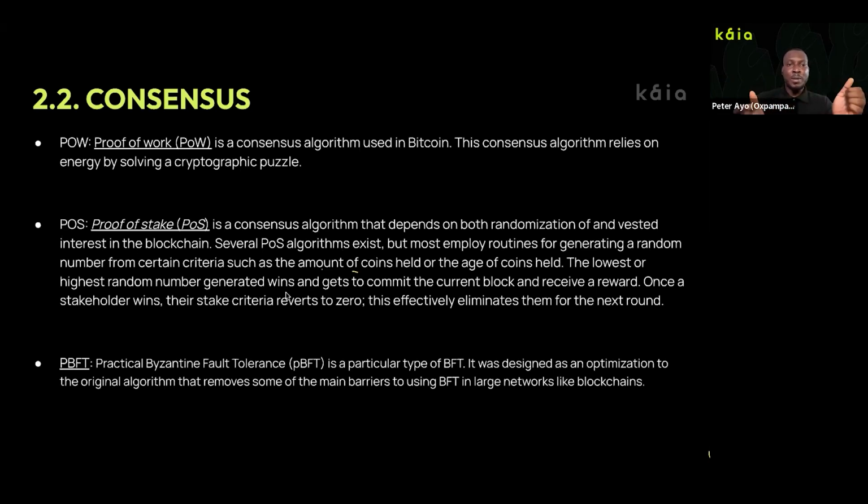Also, for the most part, when a proposer proposes the right blocks, they are incentivized, right? So that's pretty much the concept of proof of stake. We have proof of work, we have proof of stake. We have quite a number of other consensus algorithms, but I'm going to be talking about PBFT, which is practical Byzantine fault tolerance.